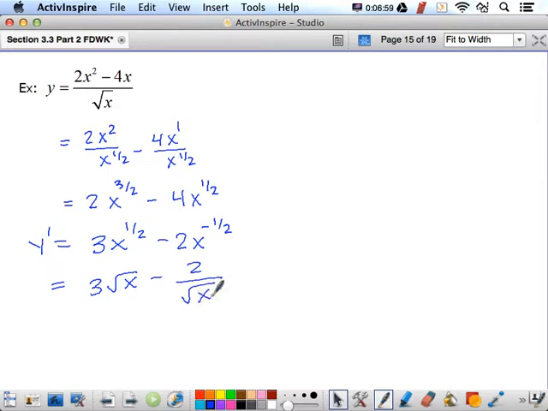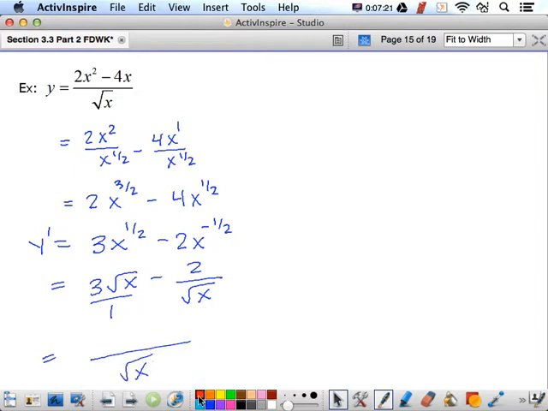And then up until now, I've allowed you to leave your answers in that form, but starting today, I want least common denominator every time. So we're going to start working on that. To get a least common denominator of these two terms, what would be my least common denominator? The square root of x.